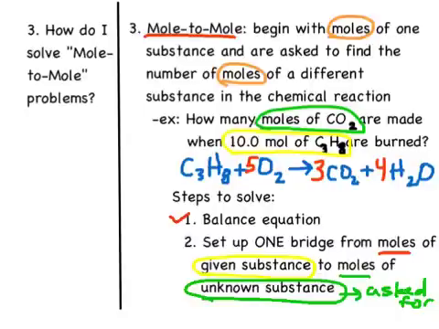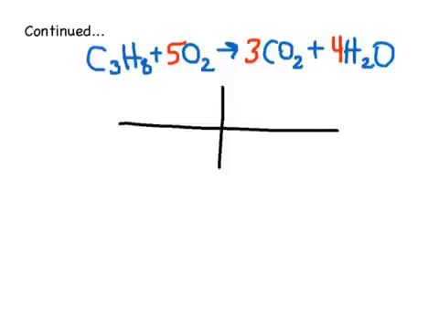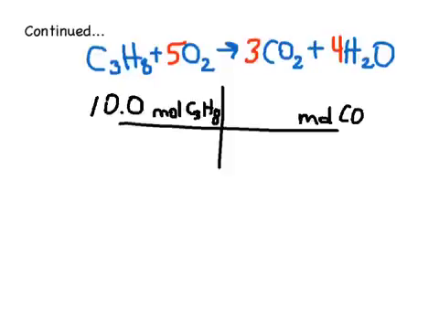Let's take a look and see how this works. Here's our one bridge. We're going to go from moles of C3H8, because that's what we're given. In fact, we're given 10.0 moles of it. And we're asked to figure out how many moles of CO2 are going to be made. So that's on the right side of our bridge. Moles of CO2.